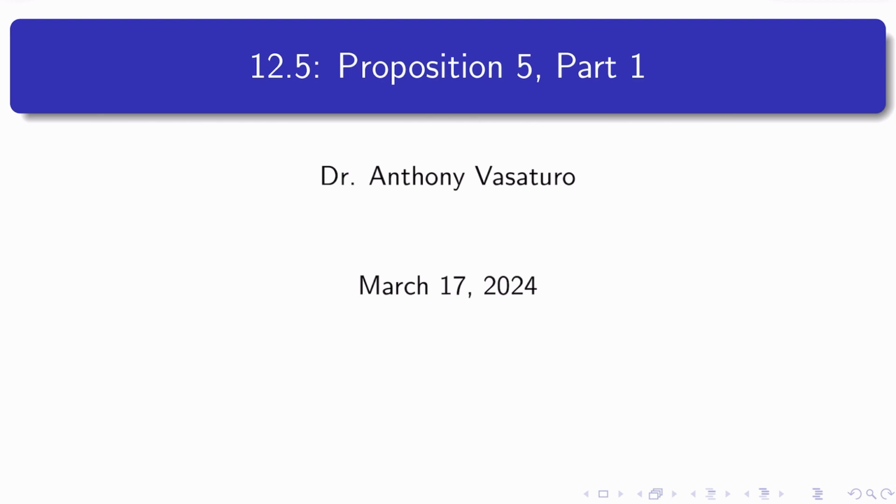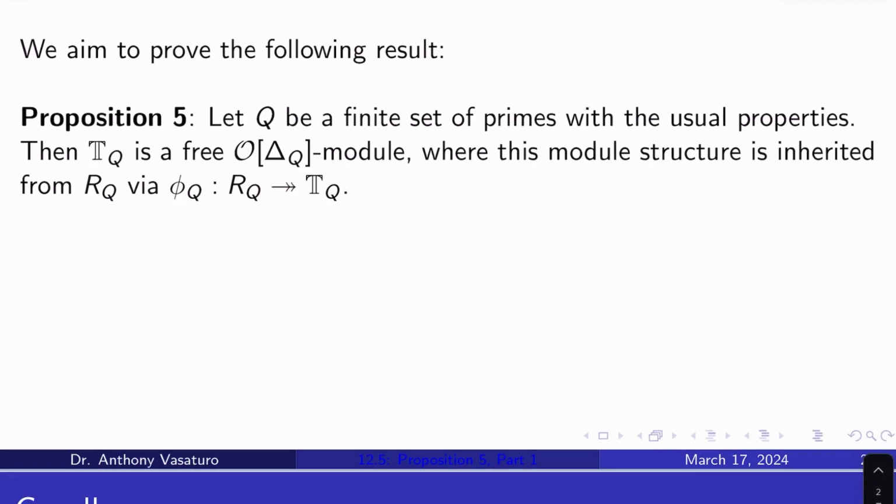Today we're going to cover what I'm calling Proposition 5 en route to proving R equals T in the minimal case. This is going to take us quite a while to prove, so this is part 1 in a series of several videos on this result. Let's get into it. Here's what the proposition says.